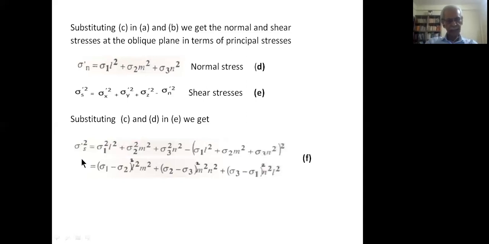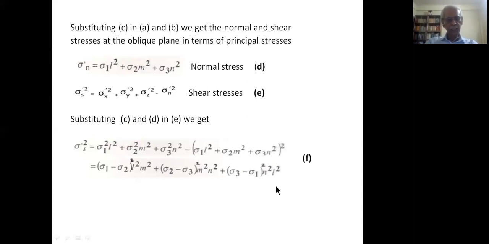So sigma s dash square, it is easy to write it in terms of square rather than squaring. Sigma s dash square from E, if we substitute equation C into equation E, we'll get sigma s dash square equal to sigma 1 square L square plus sigma 2 square M square plus sigma 3 square N square minus sigma N square. And sigma N square is sigma 1 L square plus sigma 2 M square plus sigma 3 N square, whole square. And if we simplify this, it will come down to a very nice handy equation. That will be sigma 1 minus sigma 2 whole square L square M square plus sigma 2 minus sigma 3 whole square M square N square plus sigma 3 minus sigma 1 whole square N square L square.